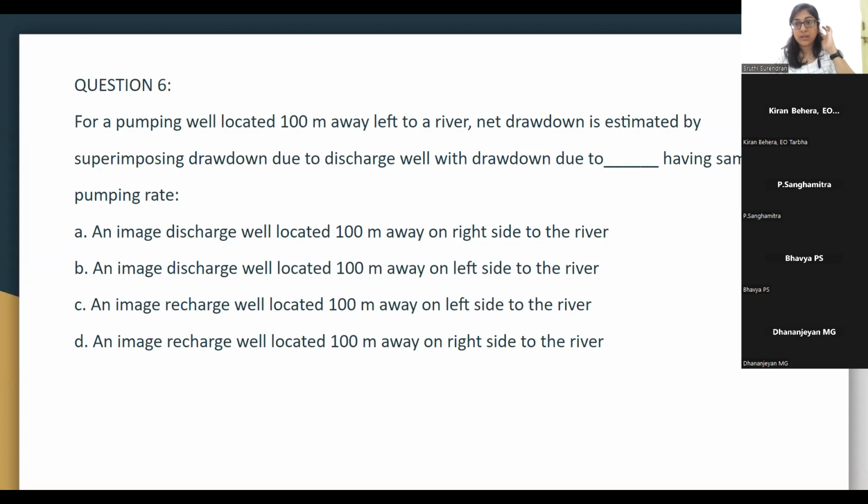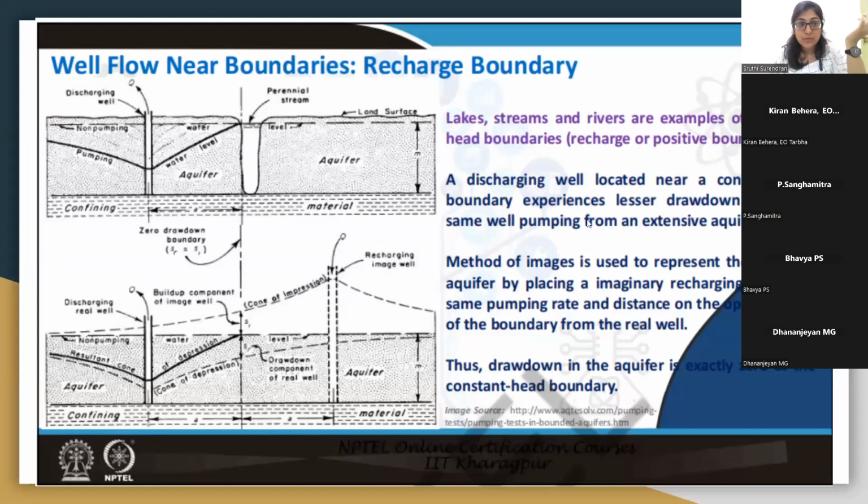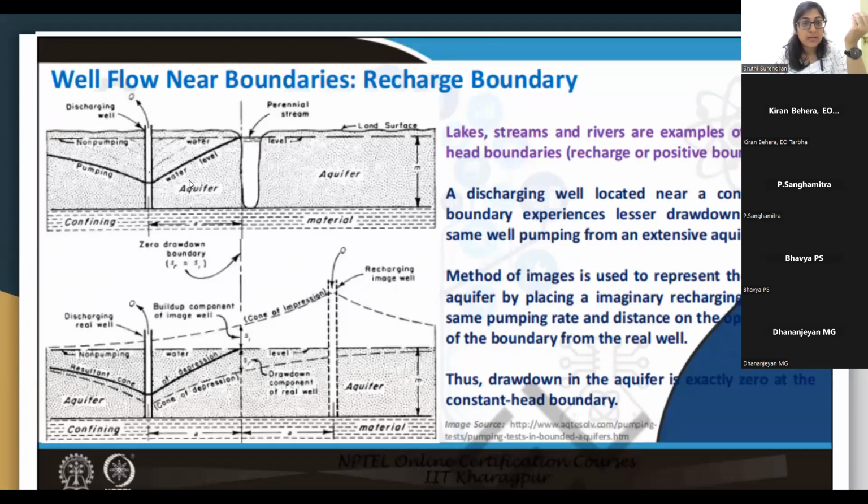Okay, so I don't see many answers here for this question also. So I'll move to the explanation. In here, what you see is, again, we are talking about the pumping of water from a discharge well. When you pump out water, like I mentioned earlier, a cone of depression will be formed. But when there's a river close by to this discharge well, what happens?